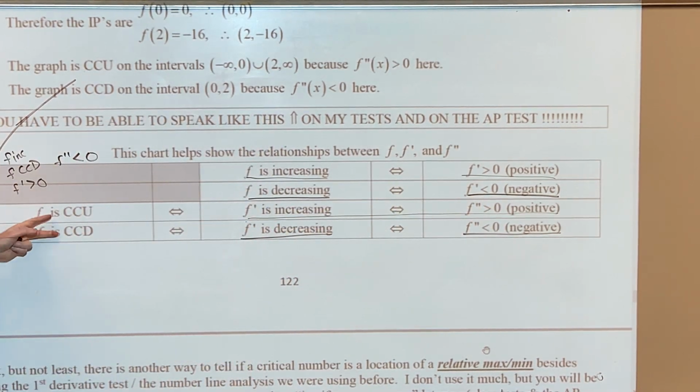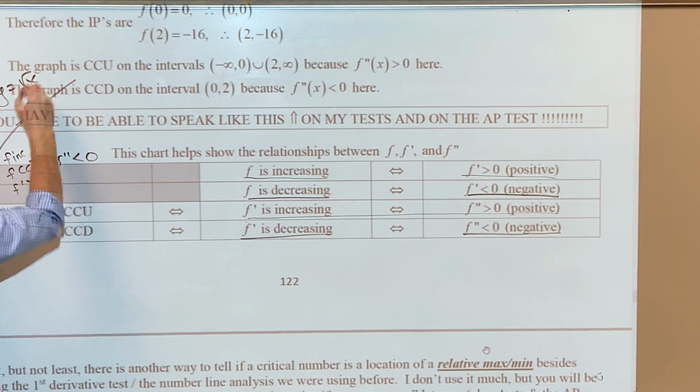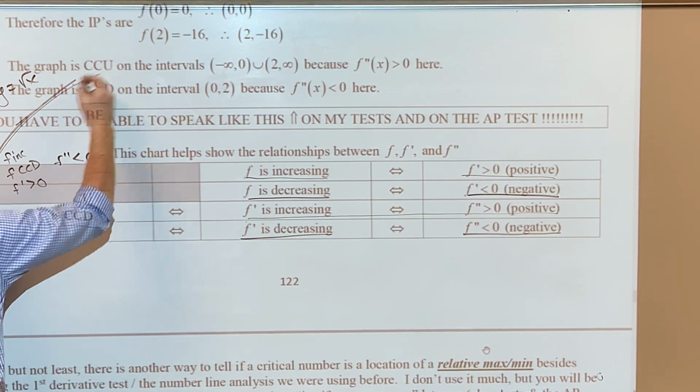Original function is concave up, concave down. But to just give you an example, like y equals x squared. From 0, increasing, concave up, right? Graph like y equals square root of x, increasing but concave down.